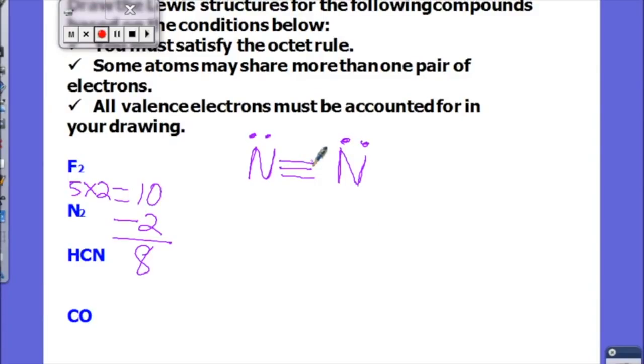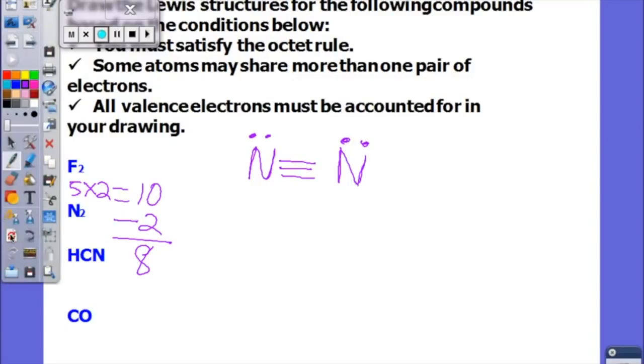So I have used 2, 4, 6, 8, 10. This nitrogen is stable with 2, 4, 6, 8. This nitrogen is stable with 2, 4, 6, 8. I used the total number of valence electrons and each one is stable. This is called a triple bond. You have 3 pairs of shared electrons, a triple bond.